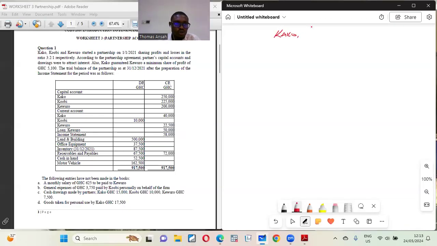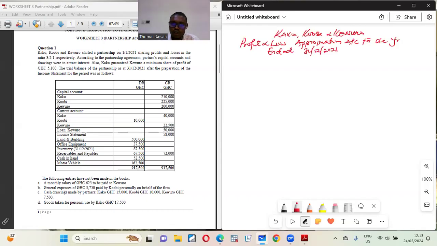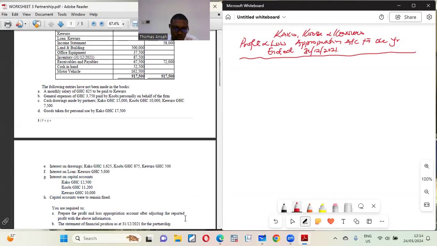So we have Kako, Kobe, and Keru. Then we have profit and loss appropriation account for the year ended 31st December 2021. So that is the requirement of the question. So you always check the requirement of the question, all right?